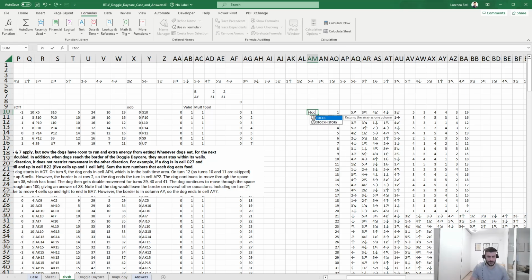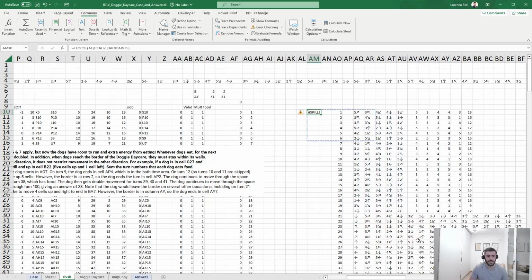What if I do a to call of two separate pieces of information? Does it work? That's weird. No, it does not work. Okay, let's see.